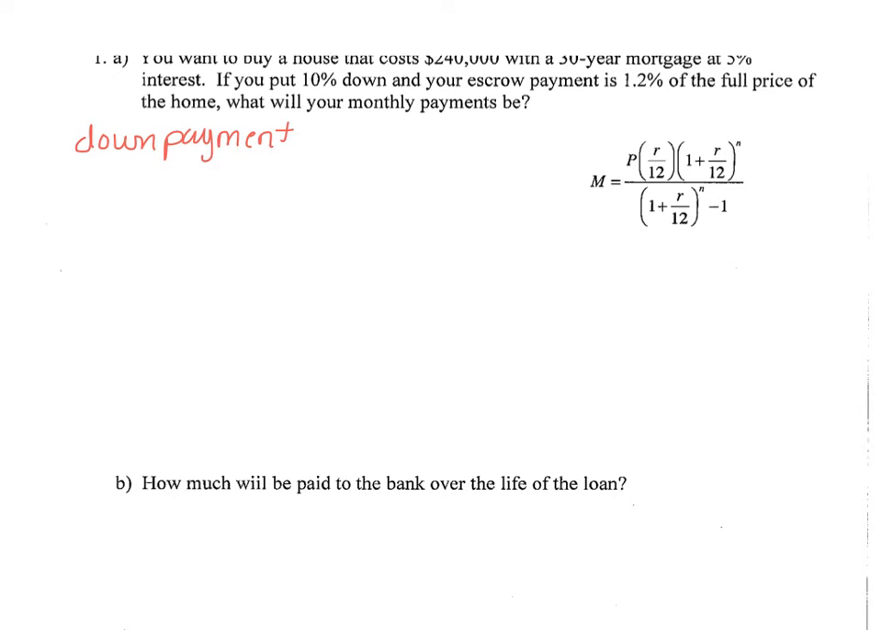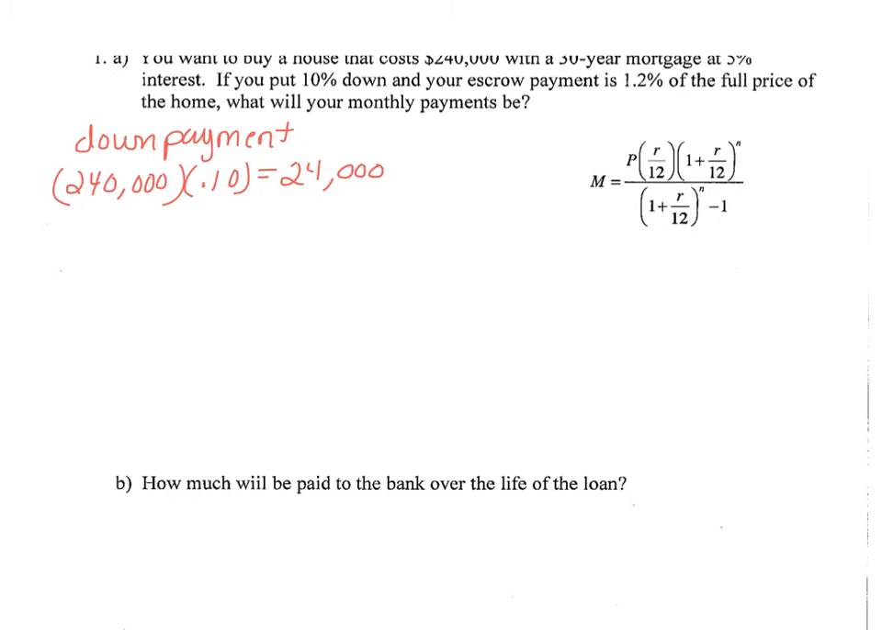All right, so it says you want to buy a house for $240,000 and you're going to put 10% down. So what's 10% of $240,000? So 240 times 10%, which is 0.10. Put it in the calculator and hopefully you get $24,000. So you're going to come in with $24,000.